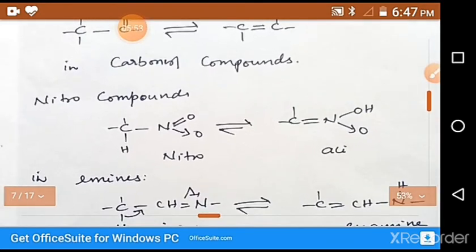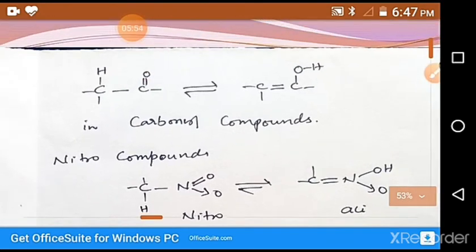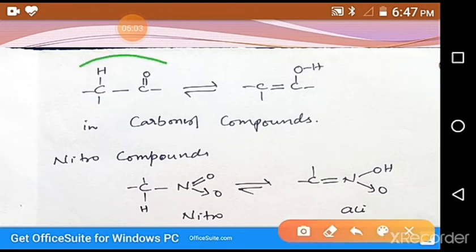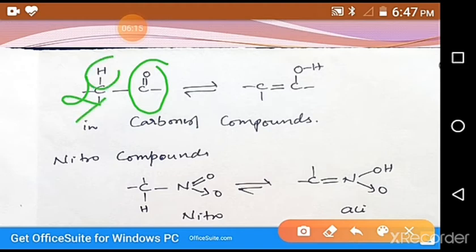Okay, you see different examples. In carbonyl compounds, what is happening here? This is a carbonyl compound. This is a carbonyl group. To this carbonyl group, this is the alpha carbon. This carbon has one hydrogen. It is called alpha hydrogen. The shift of hydrogen is taking place from here to here. You see, this hydrogen is shifted to oxygen.